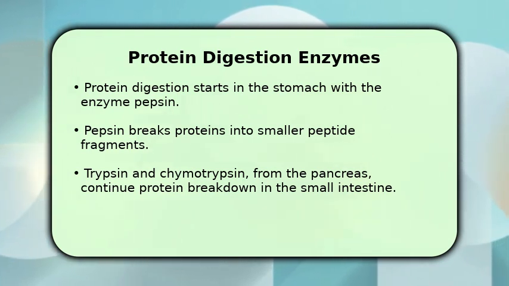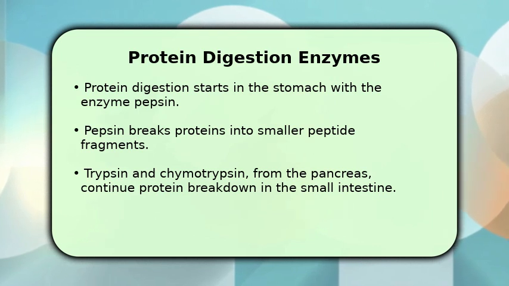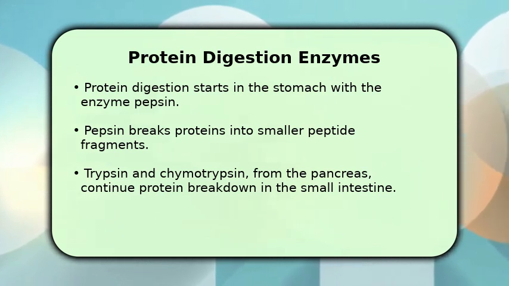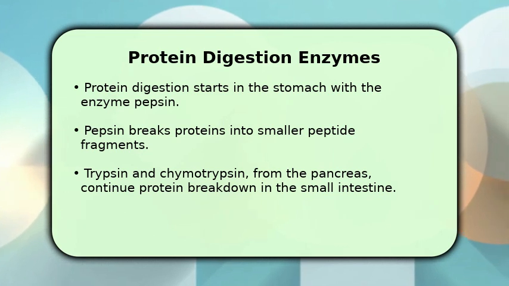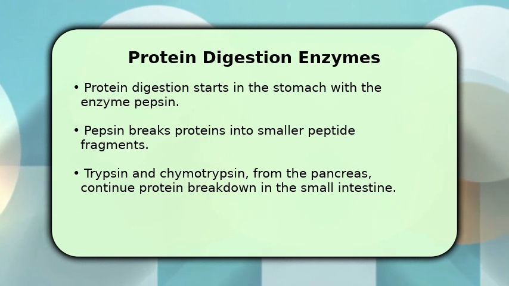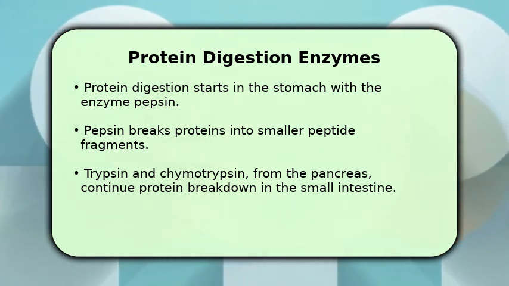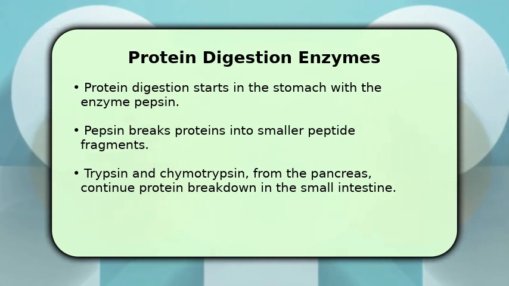As food moves into the small intestine, the pancreas releases trypsin and chymotrypsin, which continue to break down these peptides. Finally, peptidases, located in the small intestine, break the peptides into their smallest units, individual amino acids, ready for absorption.